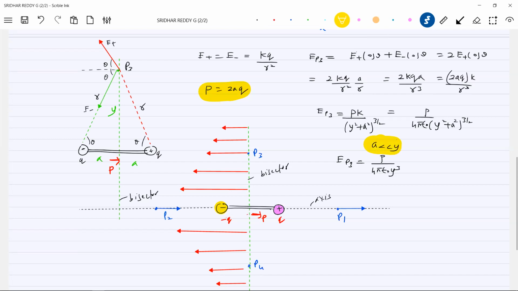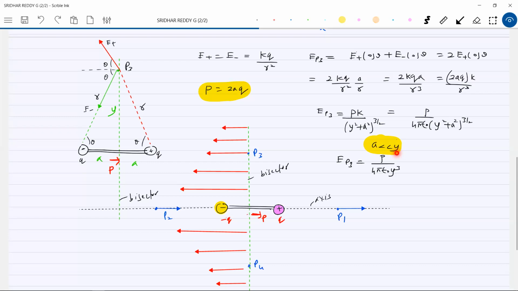Look at this. In almost every problem we discuss, this condition is by default, you can take it; you need not mention it. Even in the exam, they don't mention A very much less than Y. It is understood. It's taken for granted. It's a default. Because what is the molecular range?